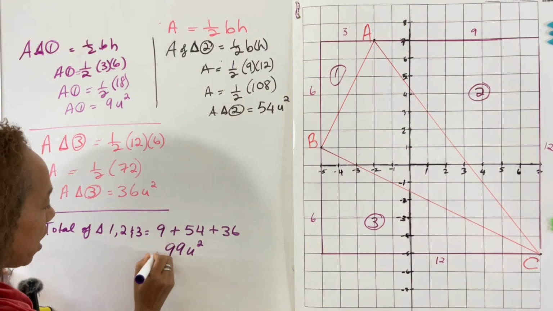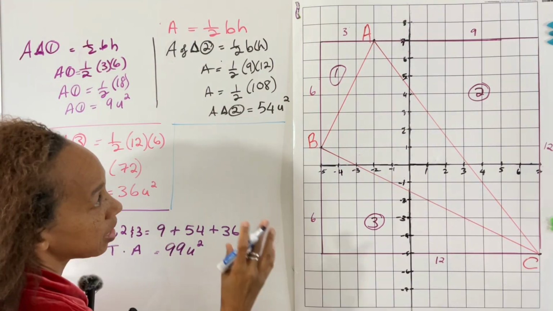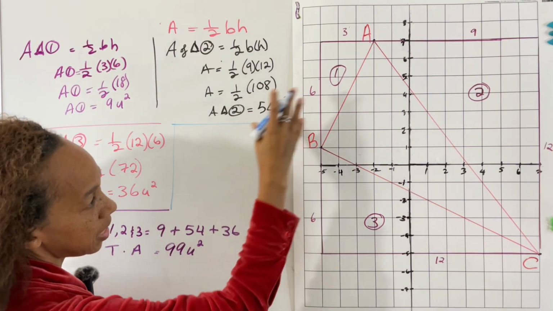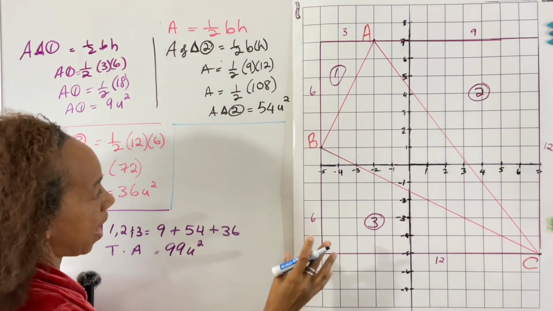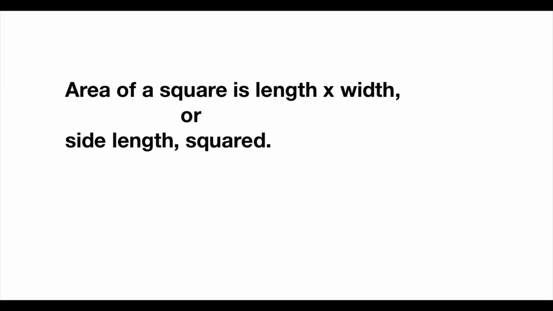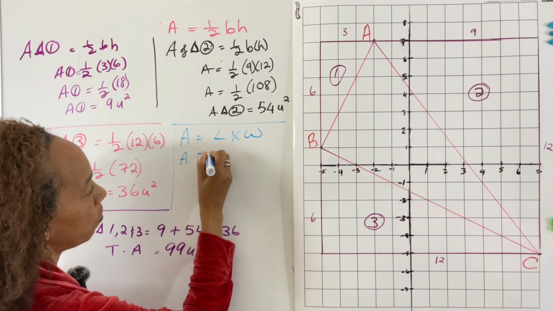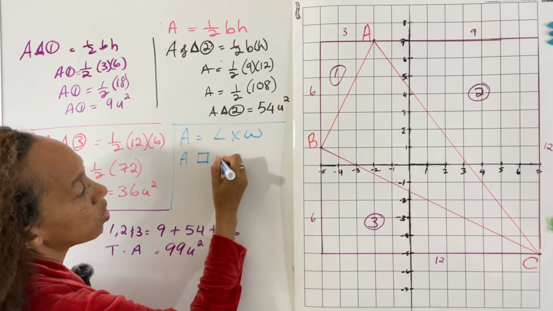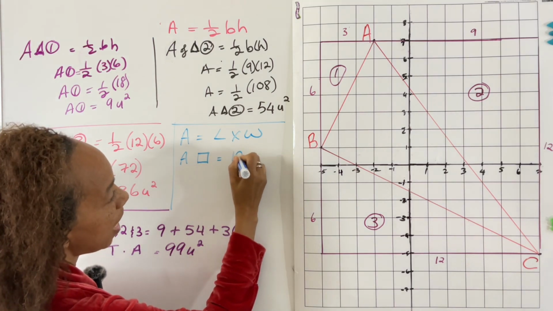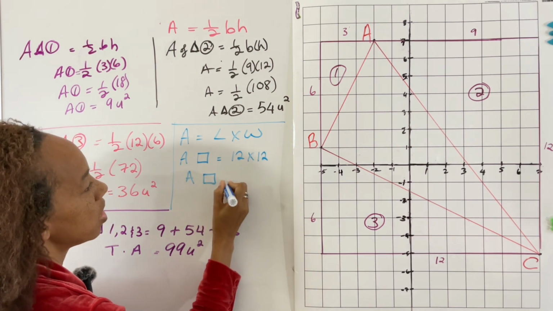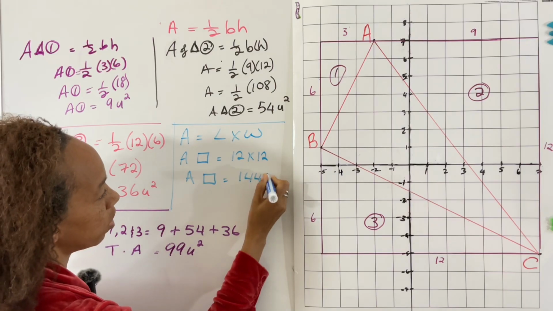So that's the total area of the triangles all around. We now have to find the area of the square, because it is a square that is enclosing the triangle. The area of a square, we know, is length times width, or simply whatever unit each side measures to the second power. So the area of the square, and I'm going to draw a square here, is 12 times 12, because that's what it is. So the area of the square is going to be 144 square units.